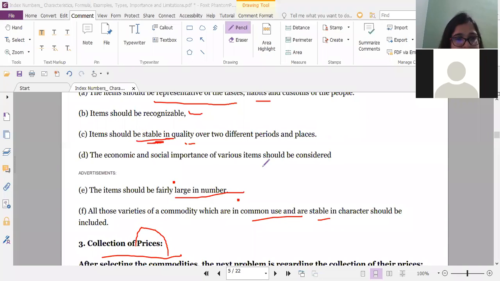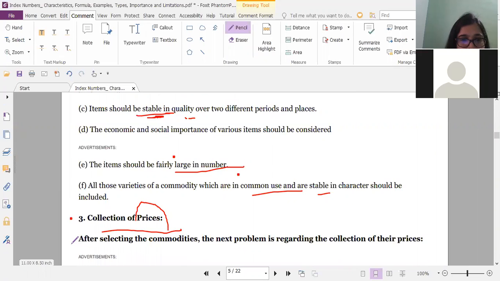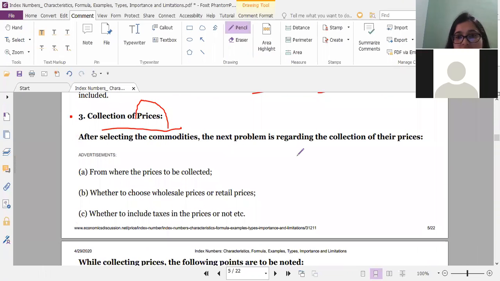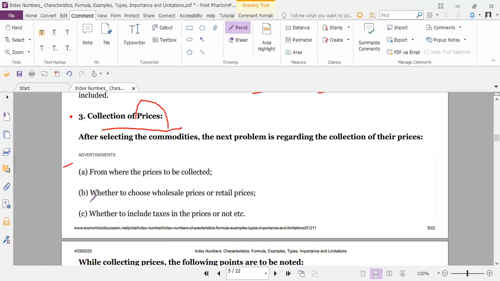Okay, nothing. We'll move to the next point, collection of prices. After selecting commodities, the next problem is regarding the collection of prices. Under this, from where the prices are to be collected, this is one question. Whether to choose wholesale price or retail price, this is another problem. Whenever you're going for constructing any index number, these are the questions which arise.